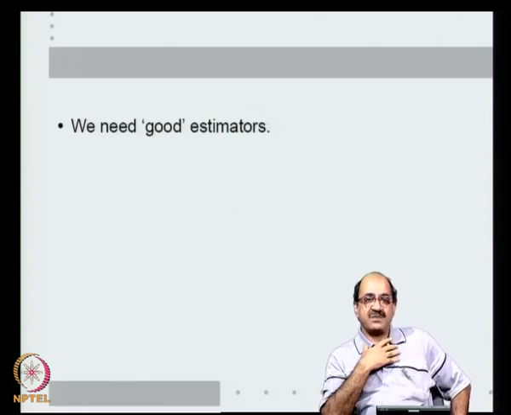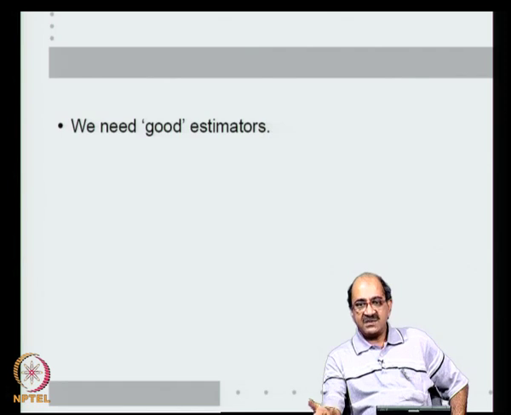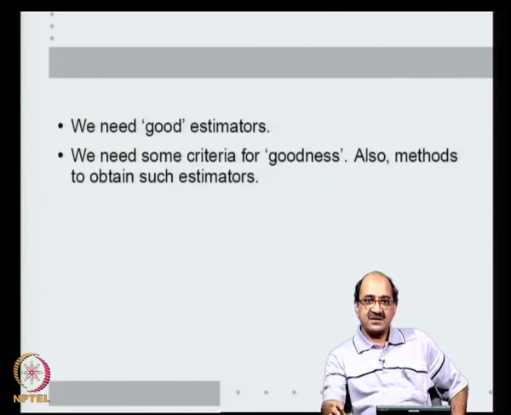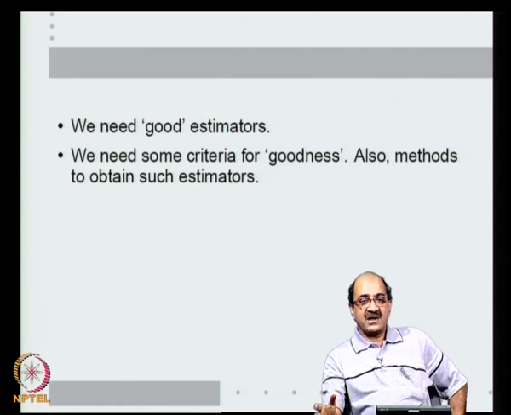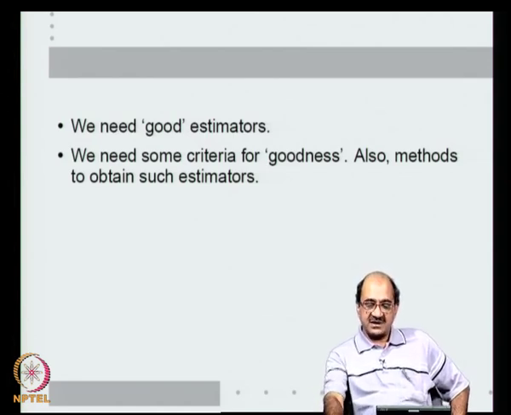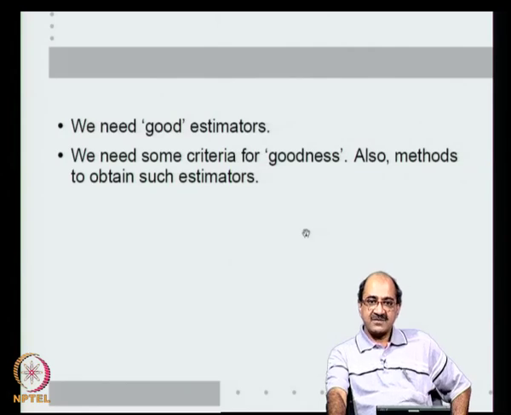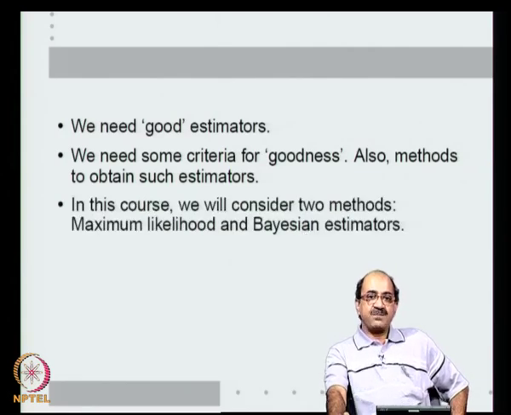Ultimately, we need good estimators, right. What does good mean? Good is based on a criterion. So, to decide what is good, I need some criterion for goodness, and of course a criterion for goodness should somehow allow me to obtain such estimates for various kinds of densities, right. Otherwise the criterion is useless. So, let us ask for some simple criterion.